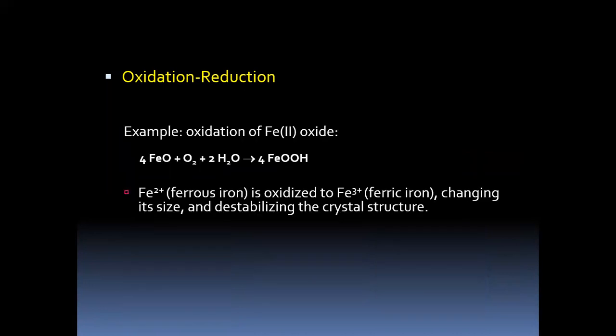Another example here is the oxidation of ferrous iron. When ferrous iron is oxidized into ferric ions, the size and the stabilization of the structure change and it becomes weaker, and then it can be broken down easily.